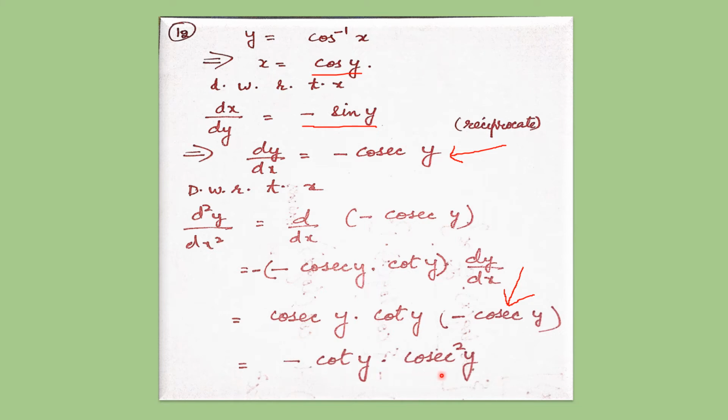This is the answer to question number 12, in which they wanted you to find d square y upon dx square in terms of y. And if you see this equation, this whole term is in terms of y. There is no x here. So this is the solution to question number 12.